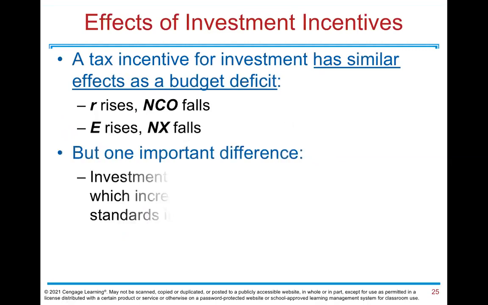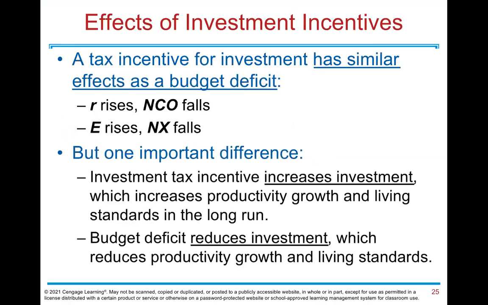Okay. So we saw the effect of an investment incentive. First of all, we saw that R rises and led to a fall in net capital outflow, which led to a fall in net exports. So whatever happens to NCO will happen to NX, and if NX falls, then we know that E rises as well from the graph. Okay.